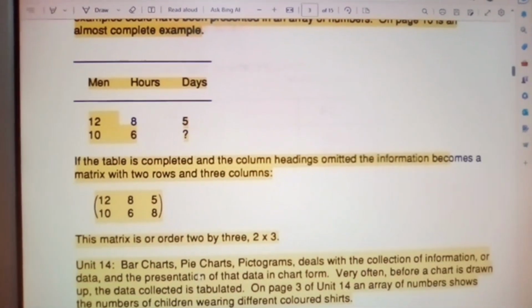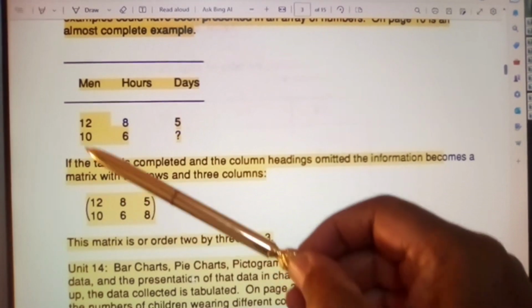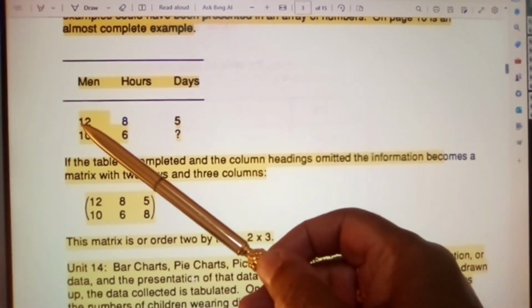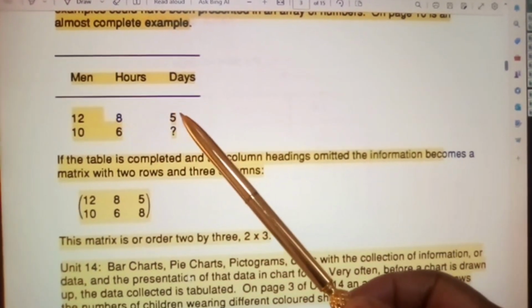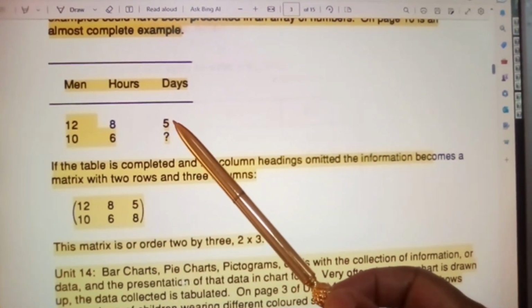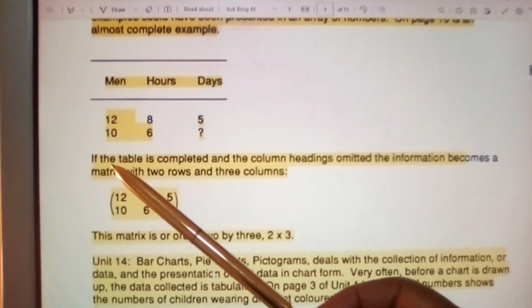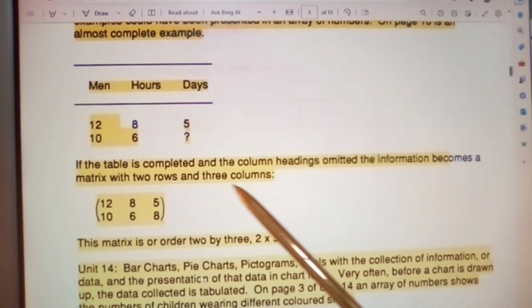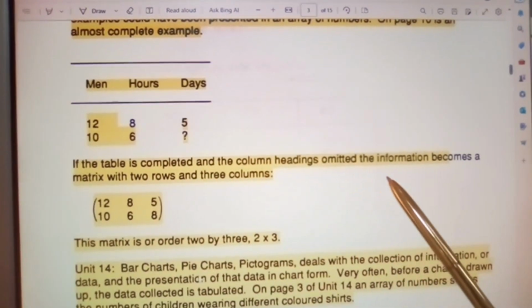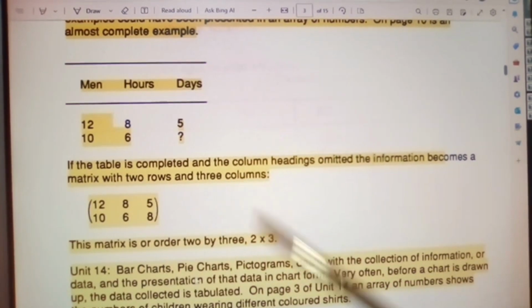Here we have men, hours, days. So what are we going to say here? 12 men did 8 hours over 5 days. If the table is complete and the column headings omitted, the information becomes a matrix with 2 rows and 3 columns.